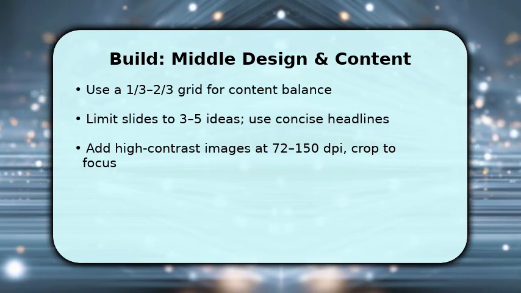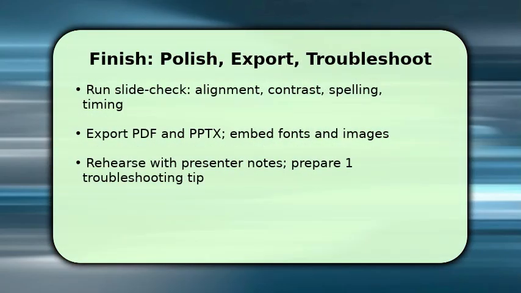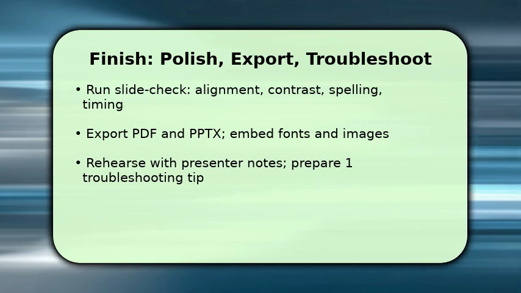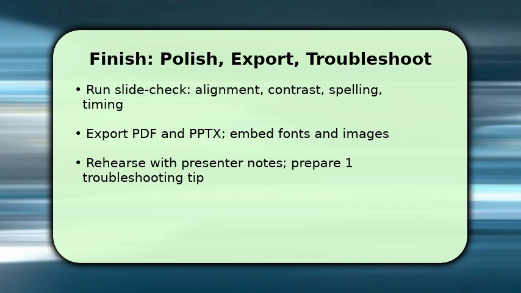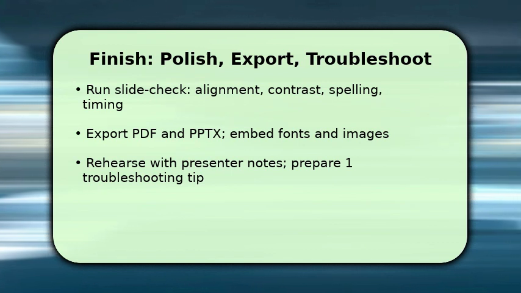You complete the deck by polishing every element and validating output. Check alignment, contrast ratios, spelling, and slide timings. Adjust any crowded layouts. Once stable, export both PPTX and PDF, embedding fonts and images to prevent shifts on other machines. Rehearse with your presenter notes and time a full run to confirm flow. If something breaks during playback, fonts shift or images missing, open the exported PPTX on a known good machine, relink assets, and re-export. That single relink.